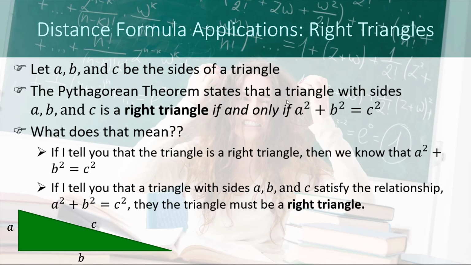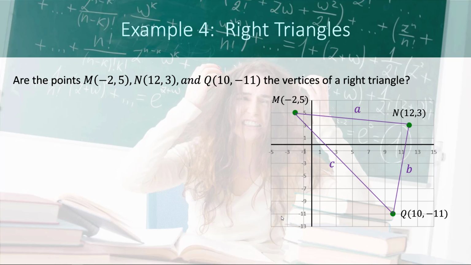Well, if I tell you that this is a right triangle, and this has to do with the if and only if part, then you know for a fact that A squared plus B squared equals C squared. If I tell you that I have a triangle where this relationship is satisfied, where A squared plus B squared equals the square of the third side, then that triangle must be a right triangle. And we can use this to solve this particular problem.